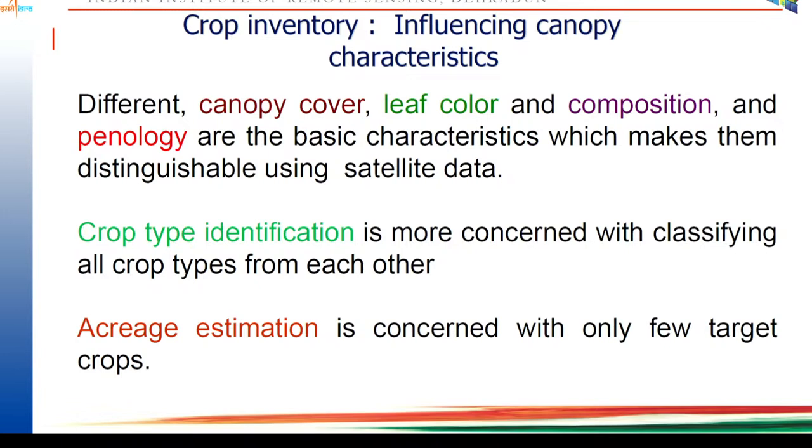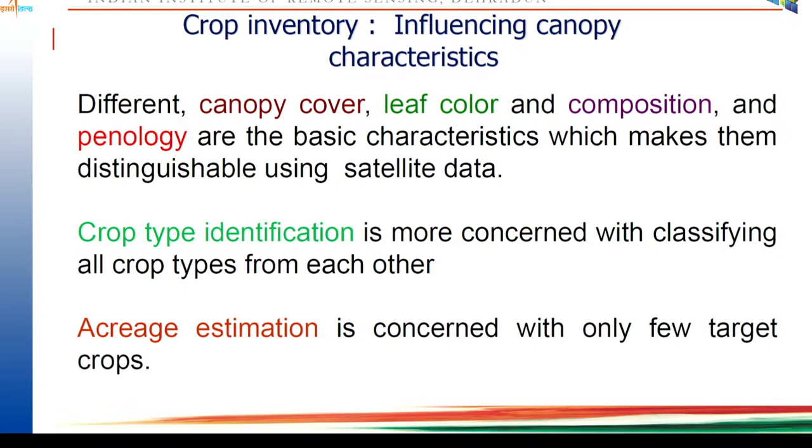Crop inventory. Suppose we want to make use of satellite data for crop acreage estimation. Different crops have different kinds of canopy cover, leaf cover, composition, phenology, and crop calendar. So different crops are grown at different times. All these characteristics help the user or interpreter make a distinction between two crops in the satellite imagery, because these different characteristics result in a different amount of energy being reflected and detected by the satellite sensor in space orbit.